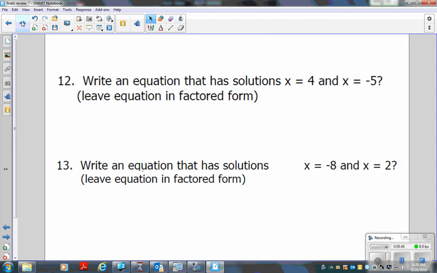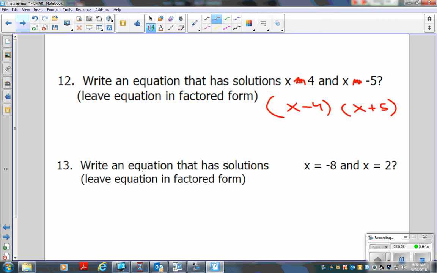All right, write an equation that has these solutions. This is really easy. When you get to this point, you just scratch this out and change the sign. Positive 4 becomes negative 4, and negative 5 becomes positive 5. There you go. Let's try it again.